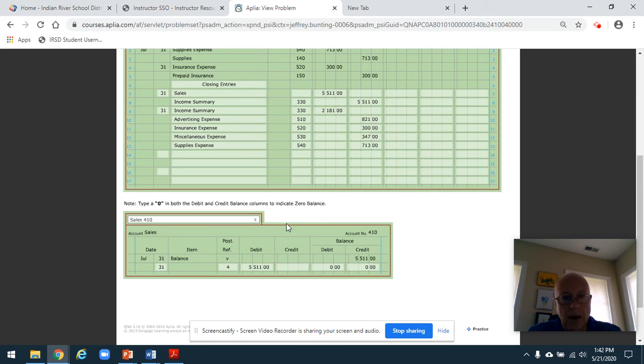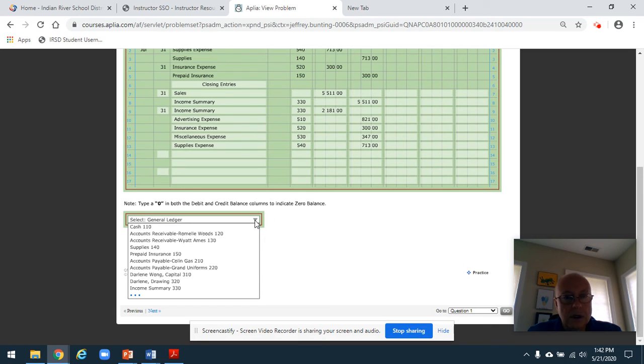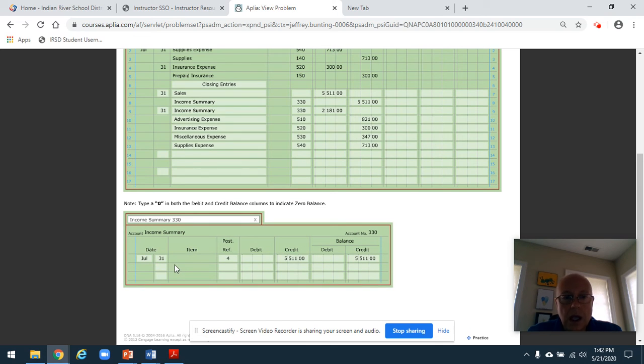But we've got to go through now, and we've got to update the general ledger account. So let's do that real fast. So I'm going to go in the income summary first, and we're going to be looking at the 31st, page 4. So we now have a debit entry for 2181. Okay. And let's see, how should I enter this? I want to make sure I'm doing this right because it's been a while since I've done this. Income summary.